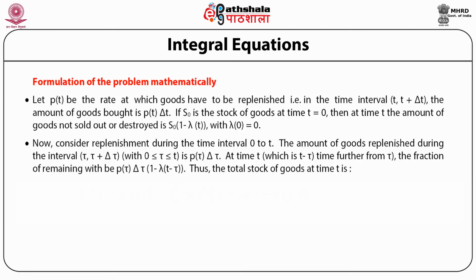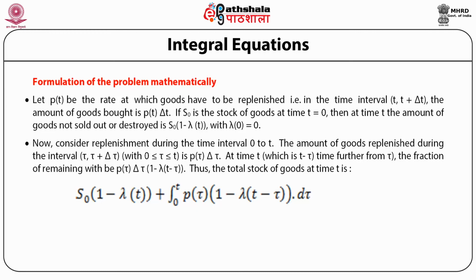Thus, the total stock of the goods at time t is the amount of goods which remains. Some stock is destroyed and some stock is replenished. Therefore, the total stock of goods at time t is S0 times 1 minus lambda of t plus an integral from 0 to t of P of tau times 1 minus lambda, a function of t minus tau, d tau.